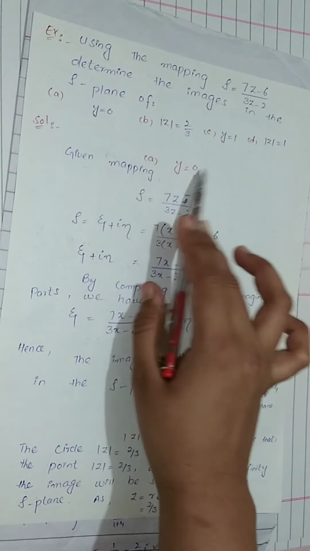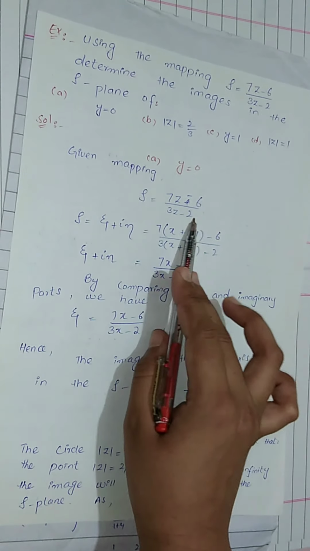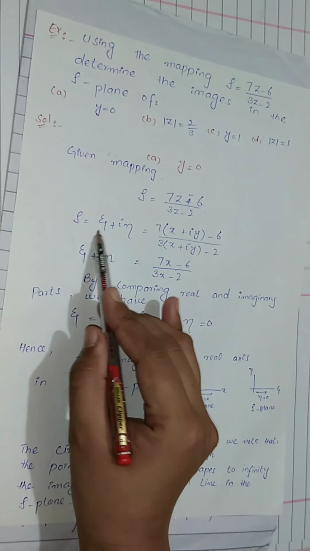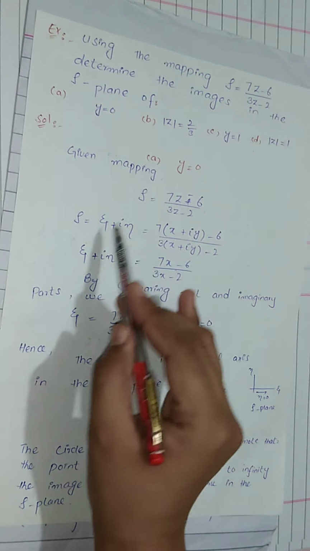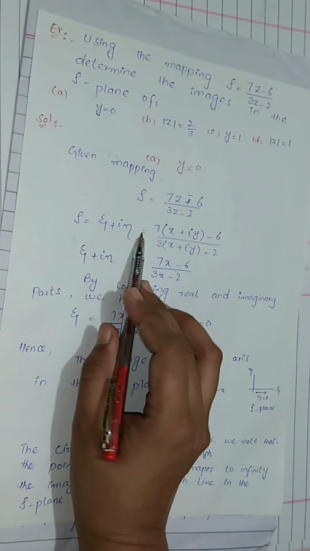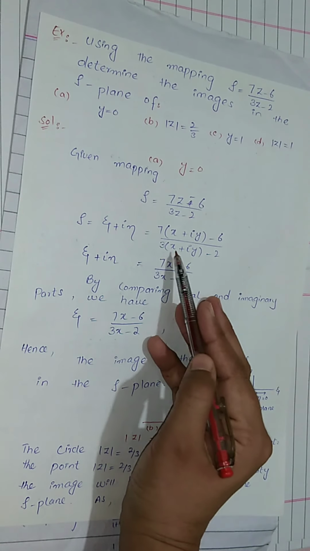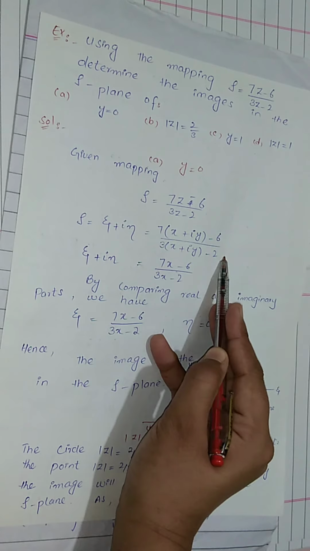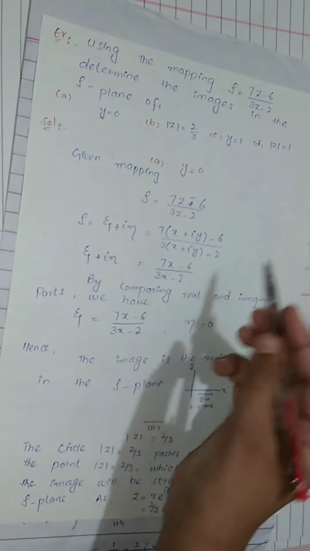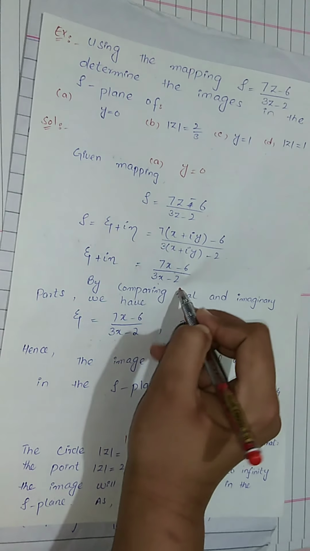First we will take y is equal to 0. Given mapping is xi is equal to (7z minus 6) over (3z minus 2). We know that xi is equal to xi plus iota eta, and z is equal to x plus iota y, so (7(x plus iota y) minus 6) over (3(x plus iota y) minus 2). As we have the condition y is equal to 0, by putting y is equal to 0 we have (7x minus 6) over (3x minus 2).